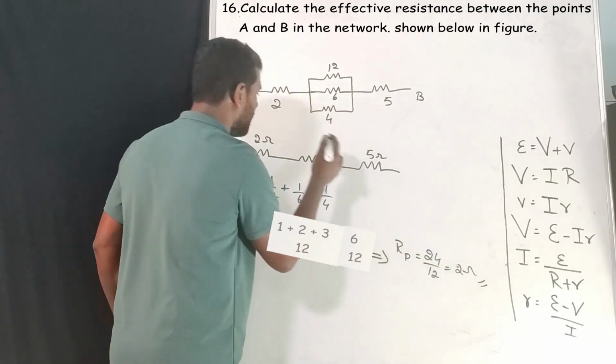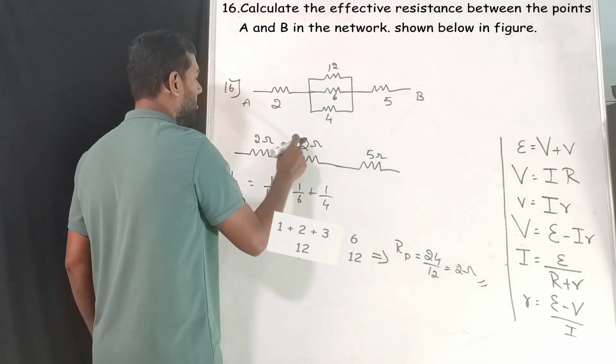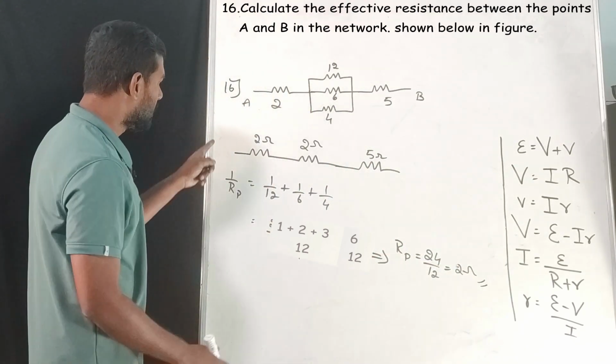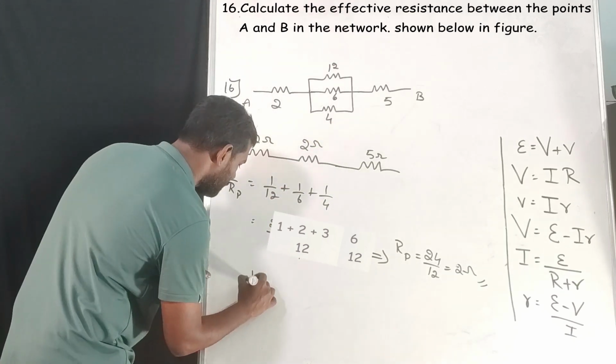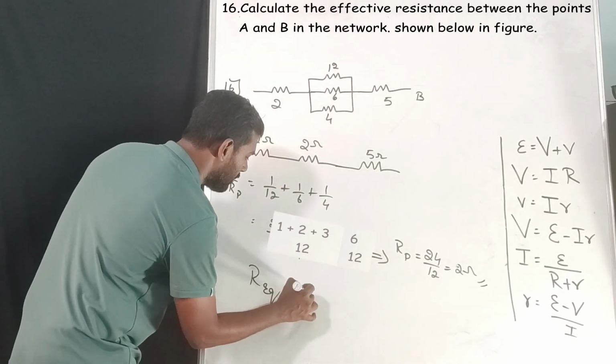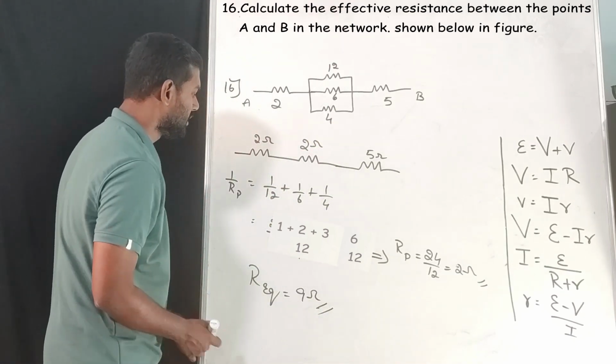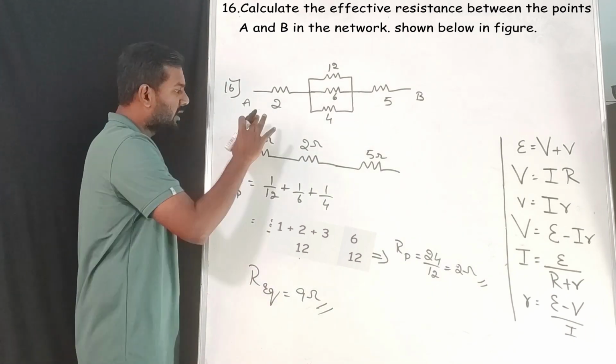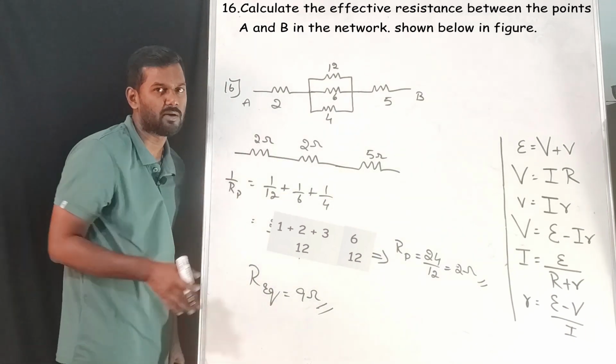So what is this value? That is nothing but this value. Now all of them are in series. Now 2 plus 2 plus 5, R equivalent value will be 9 ohm. That's it. See, first you calculate this one, then you draw the diagram, so that you will not get confused.